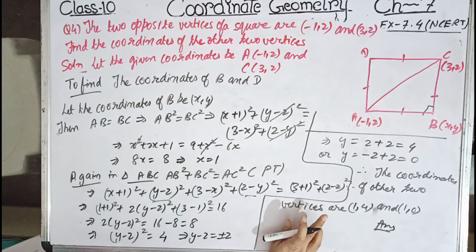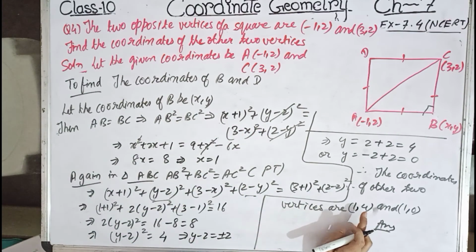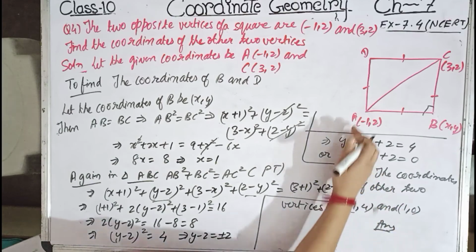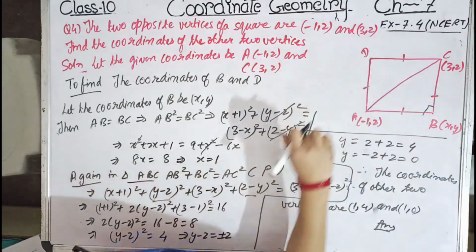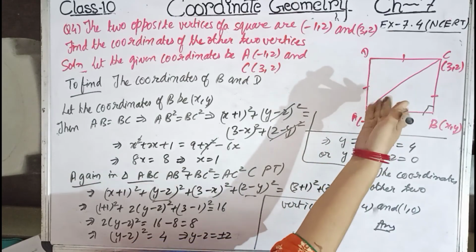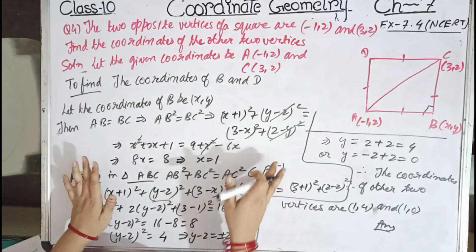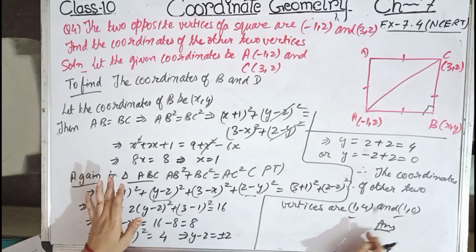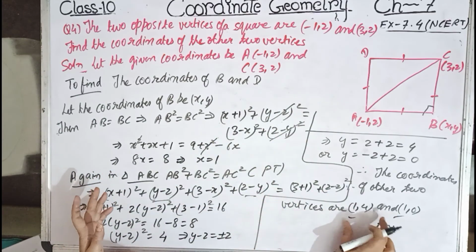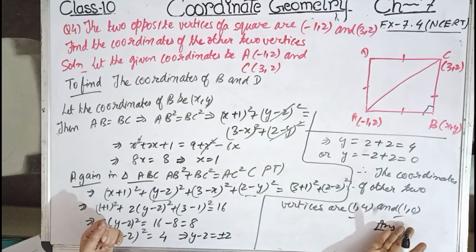Now you must be confused. I have supposed x, y as the coordinates of B only, and how could I say the coordinates of the other two vertices as (1, 4) and (1, 0)? Children, in this triangle also the same condition holds because it is a square. So AD equals DC, and by the Pythagoras theorem, AC squared equals AD squared plus DC squared. So if you solve, you will get the coordinates of D as these two only. So either of these two may be the coordinates of B and this of D, or conversely, this of D and this of B.